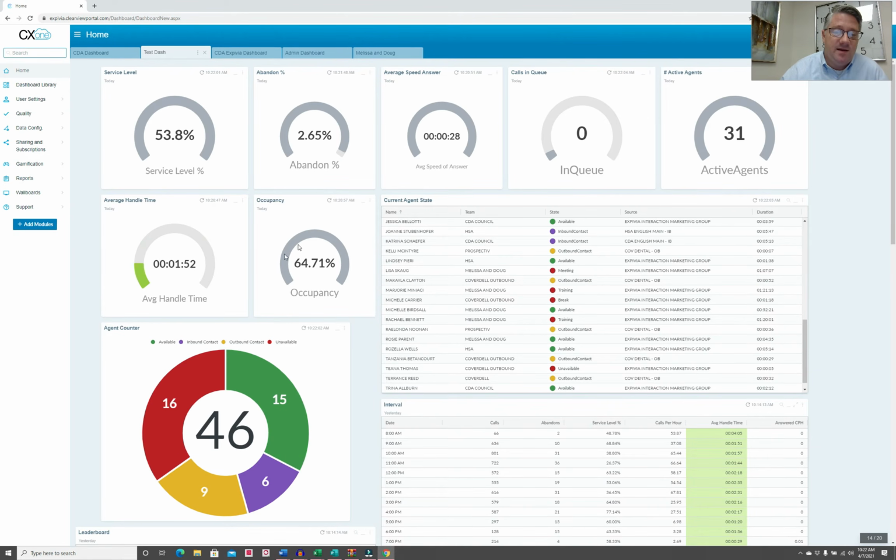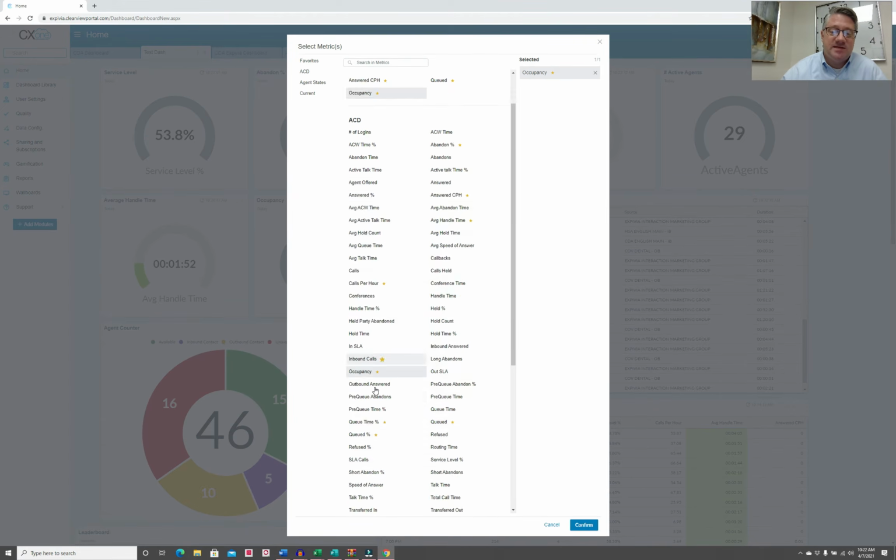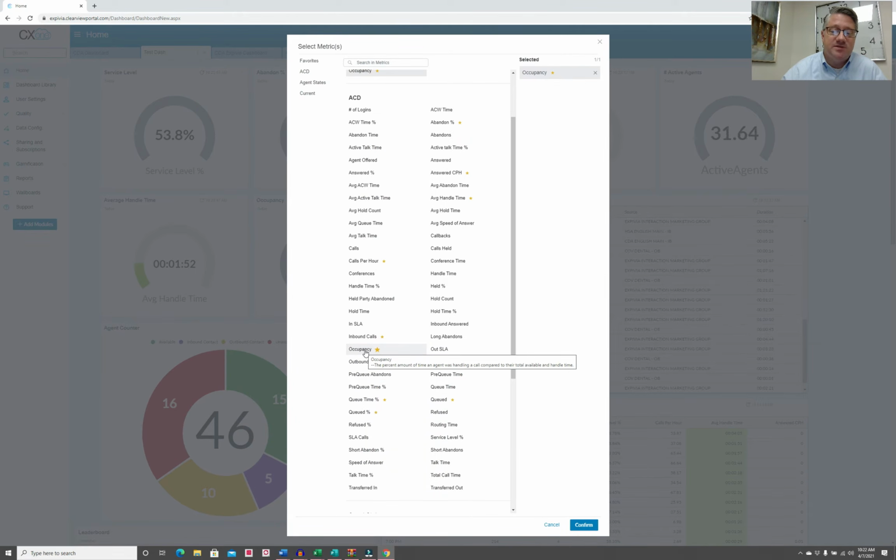Occupancy, right? A number that so many people wonder about or don't hear about. I'm going to show you the actual definition to make sure that it sticks with you. So occupancy is a huge number for us, and it should be for you from an efficiency standpoint. It's the percent amount of time an agent was handling a call compared to their total available and handle time, right? So basically, it's the amount of time that a rep was actually talking and working with a customer, right?